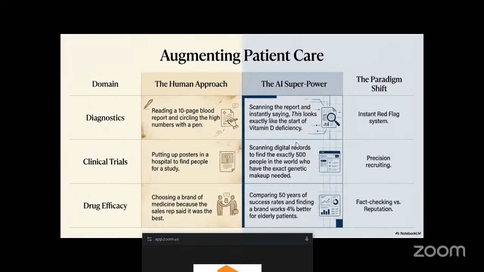So coming to clinical trials, finding patients or participants for clinical trials is becoming a tough task. For that, we used to give posters and do public advertisements. Whereas here, AI can scan all the persons whose data is there in the system, find which person best suits the specific condition, and retrieve them easily.